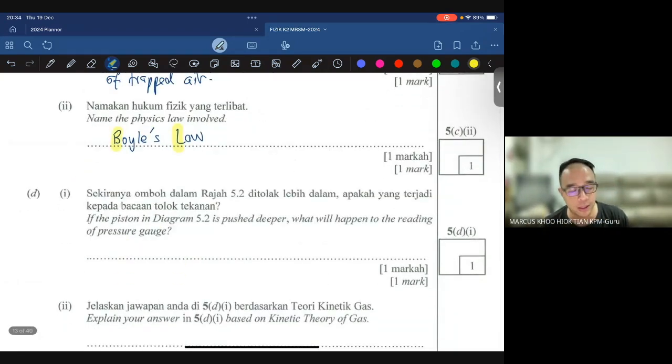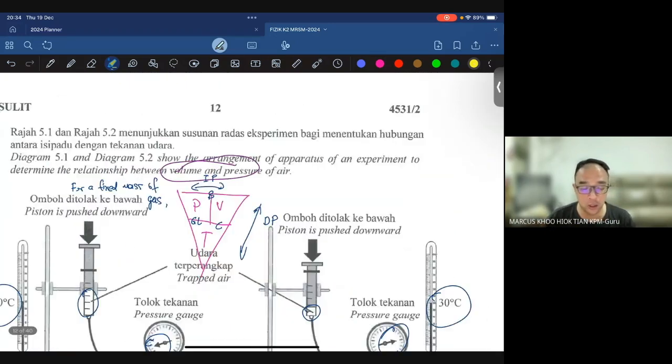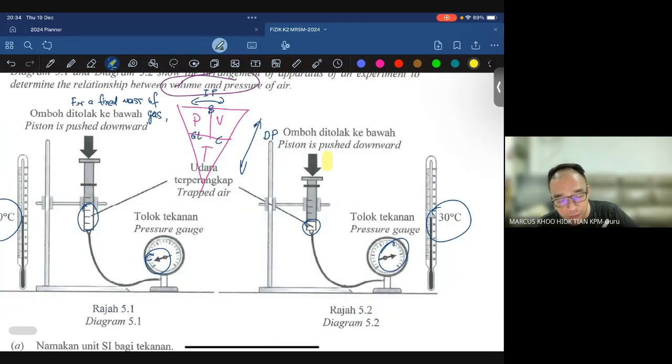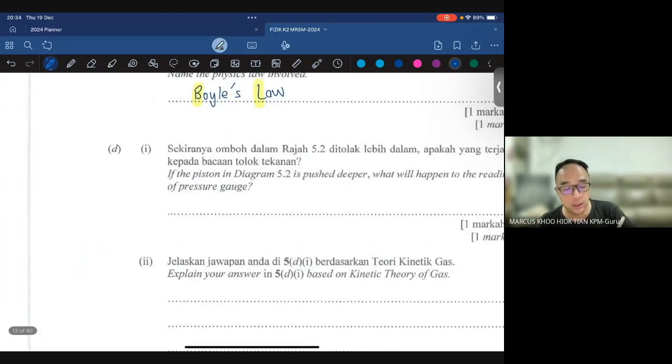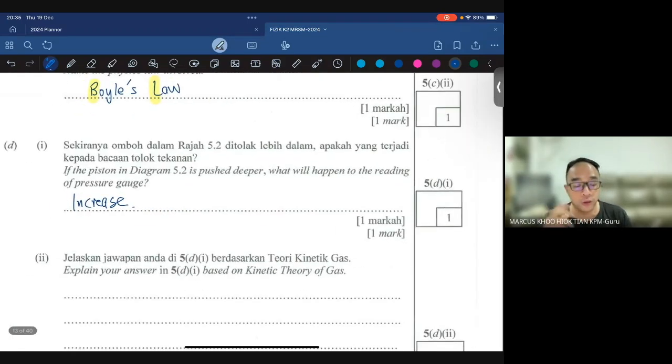Okay, if the piston in diagram 5.2 is pushed deeper, what will happen to the pressure gauge? So, if I push it even deeper, it means the volume will become a little smaller. Okay, just a little. So if the volume becomes smaller, the pressure will increase. Okay, so we will have the answer for this: increase. What will happen to the reading?